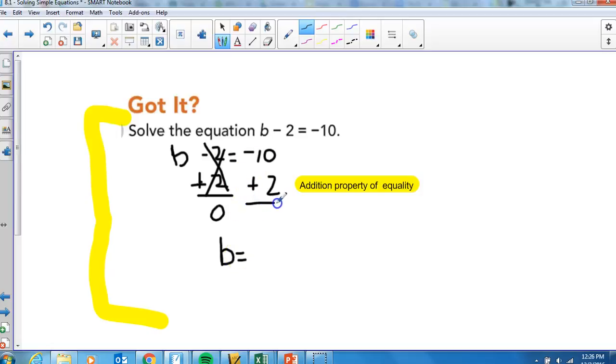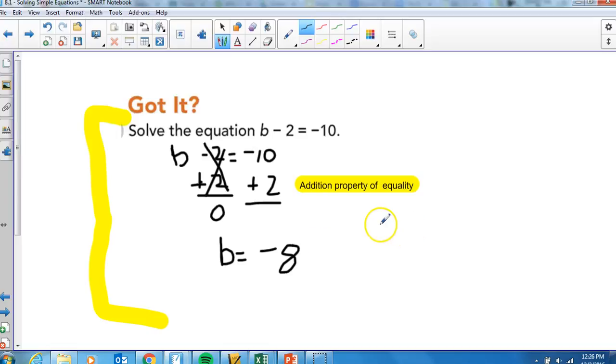Now right here, I have -10 plus 2. -10 plus 2 is -8. You should know that because we've talked about positive and negative numbers. You're adding or subtracting with different signs. So the rule is you subtract, take the sign of the bigger number. So I subtract to get an 8, take the sign of the bigger number, and I get a -8.